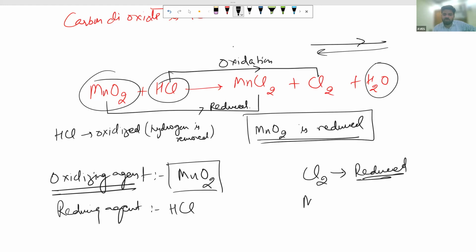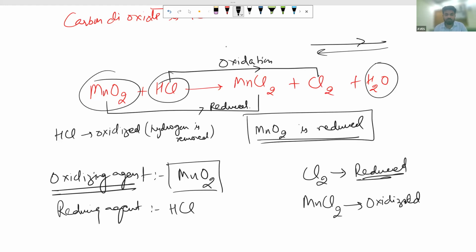Now, is MnCl2 oxidized or reduced? Check it. If from A to B is reduced, then this will be oxidized. You can check that Mn is added with oxygen, so it is oxidized. Yes, oxidation is going to take place. Okay, oxidized. Got it? Yes or no?